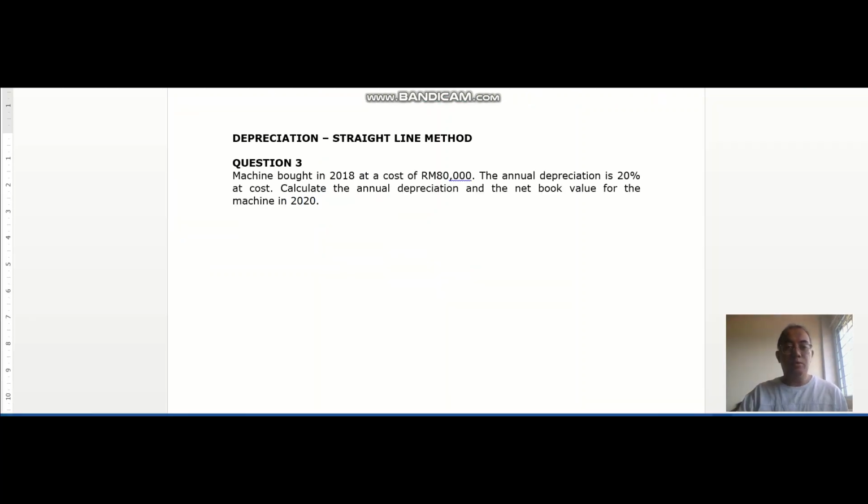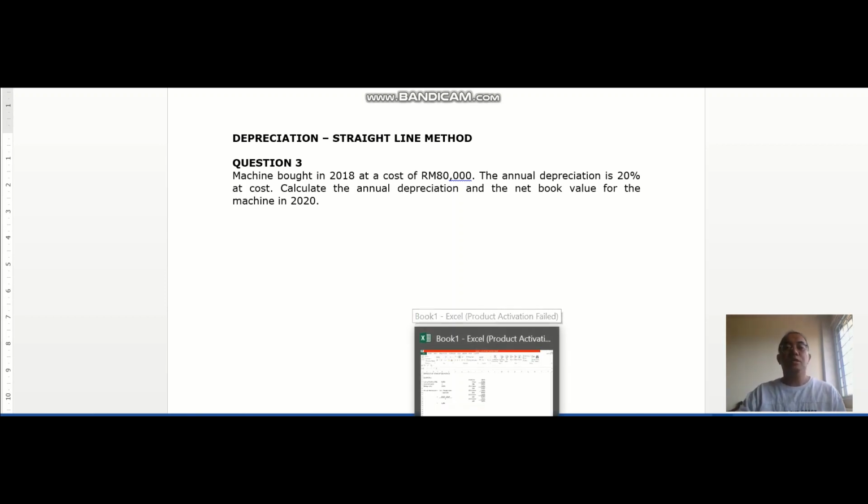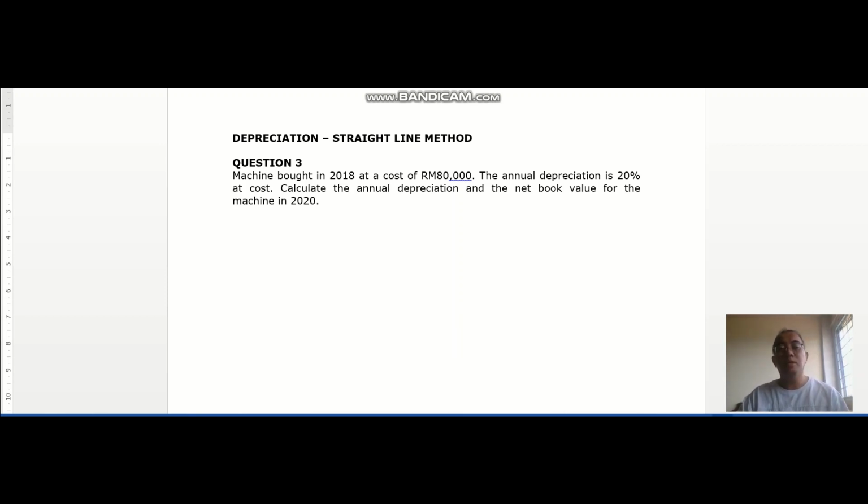Alright, now for question 3. So again, I'm using the same question as the previous questions number 1 and number 2. The machine was bought in 2018 at the cost of 80,000. The annual depreciation is 20% at cost. Calculate the annual depreciation and the net book value for the machine in 2020.